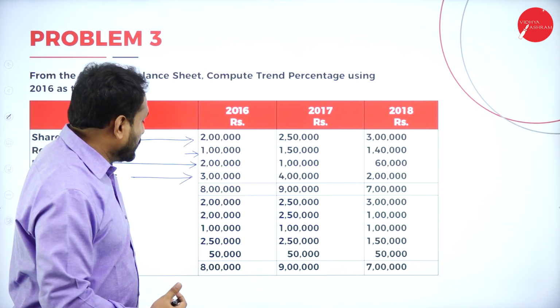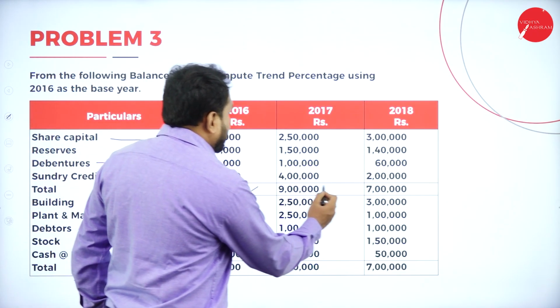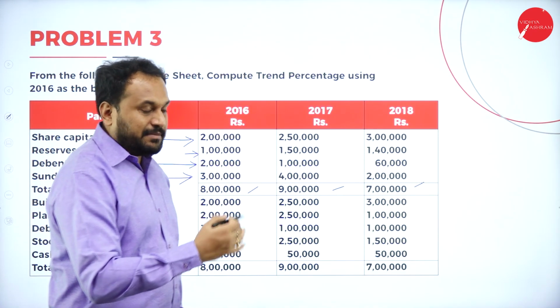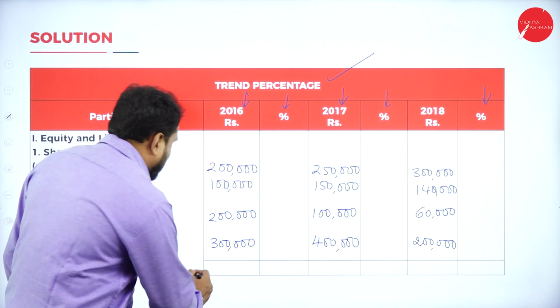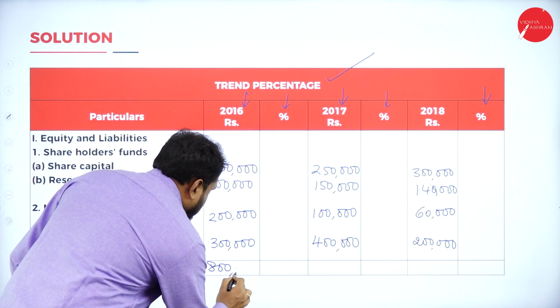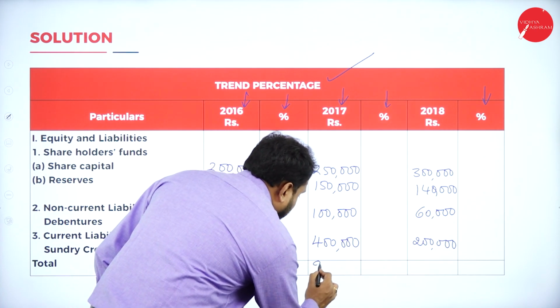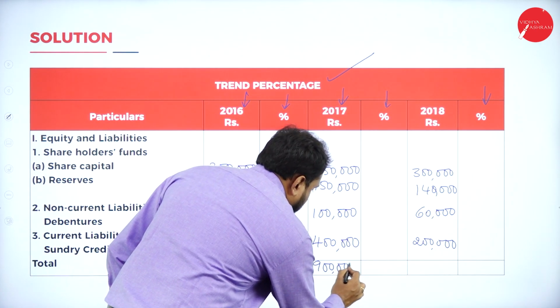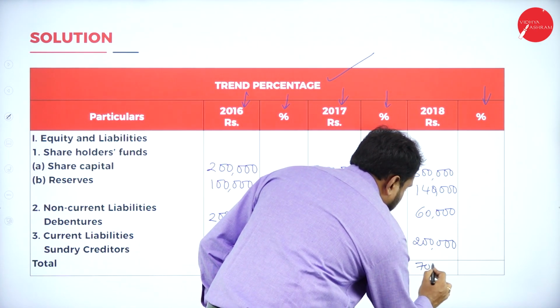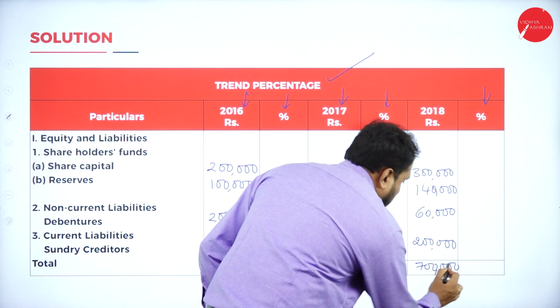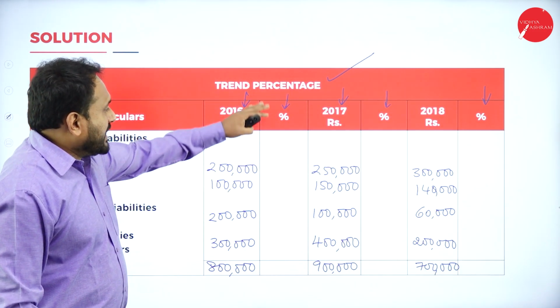So what exactly is the total here? The total is how much here? 8 lakh, 9 lakh, 7 lakh. So we'll write the same thing. That is 8 lakh, 9 lakh and we have 7 lakh. Done.